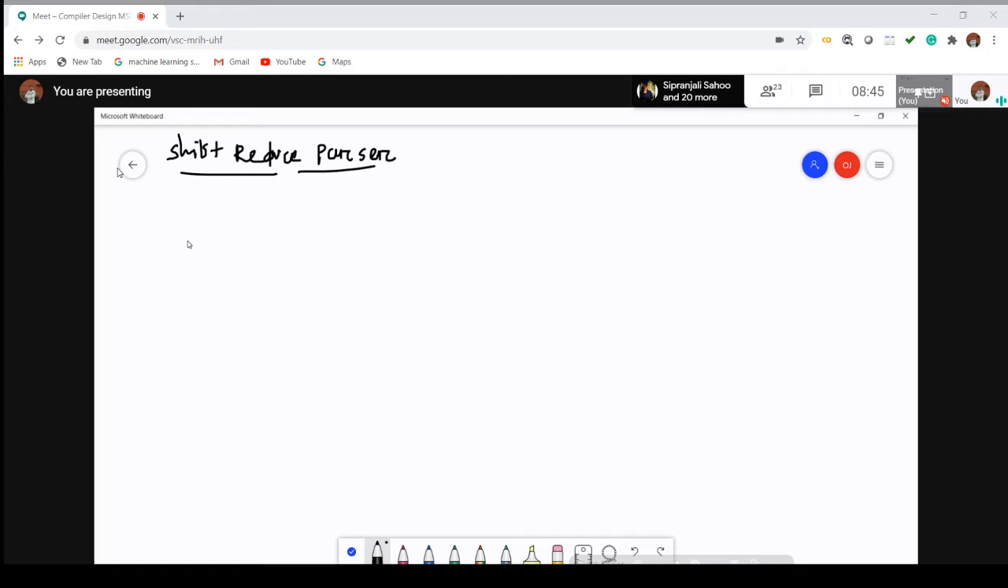Now, as the name suggests, it has two operations: either a shift operation or a reduce operation. So what exactly is the meaning of the shift operation? We have to shift the input symbol from the input buffer to the stack. Reduce operation means we will go for the pop operation on the stack.